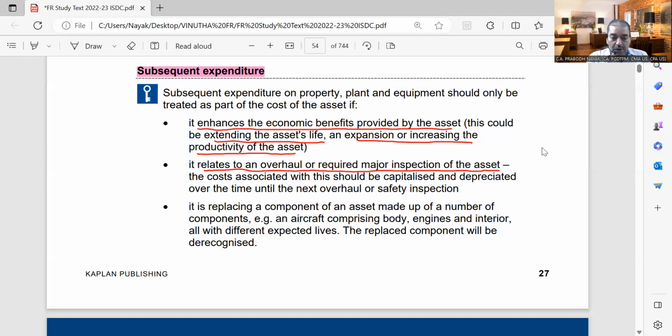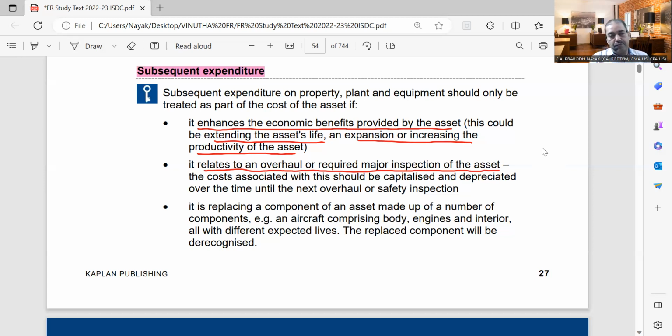Okay. So the conditions are: first, it enhances the economic benefits provided by the asset. That means future cash flows increase, or productivity of the asset increases, or the life of the asset increases. Second, it relates to an overhaul or a required major inspection of the asset, meaning that every period you have to conduct an overhauling of the asset.